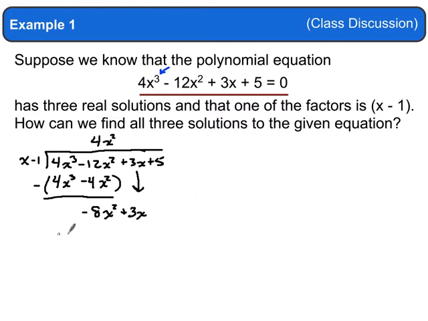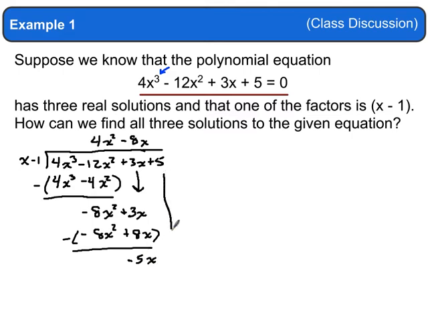So x divides into negative 8x squared, negative 8x times. So we'll write that right there. This will give us negative 8x squared, and then negative 8x times negative 1 is positive 8x. Put our parentheses. This subtracts. 3 minus 8 is negative 5. So we have a negative 5x.